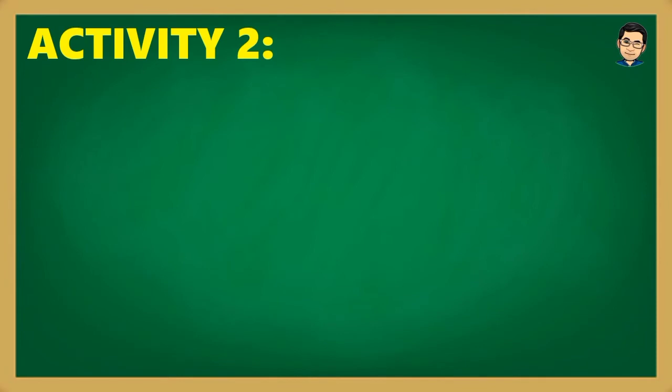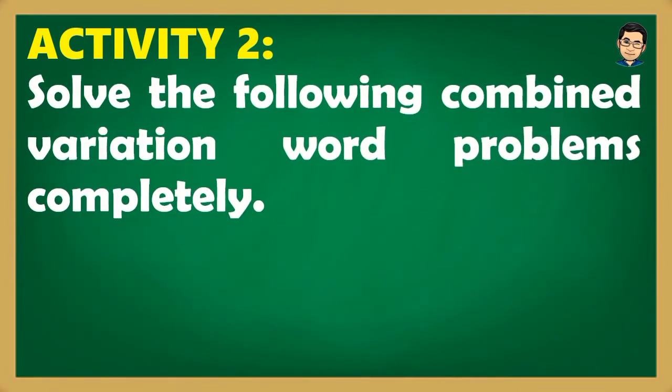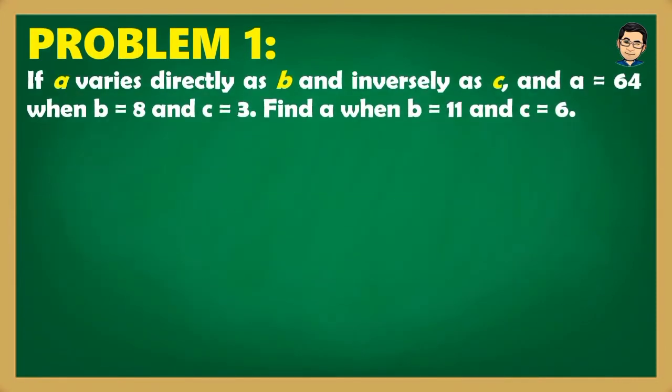So for our last activity, solve the following combined variation word problems completely. So let's have problem number 1. If A varies directly as B and inversely as C, and A is equal to 64 when B is equal to 8 and C is equal to 3, find A when B is equal to 11 and C equals 6. So ang ating given problem ay combination ng direct variation and inverse variation. So yung formula niya or equation niya is A is equal to KB all over C. So yung KB dun sa direct variation, and then yung C dun sa inverse.